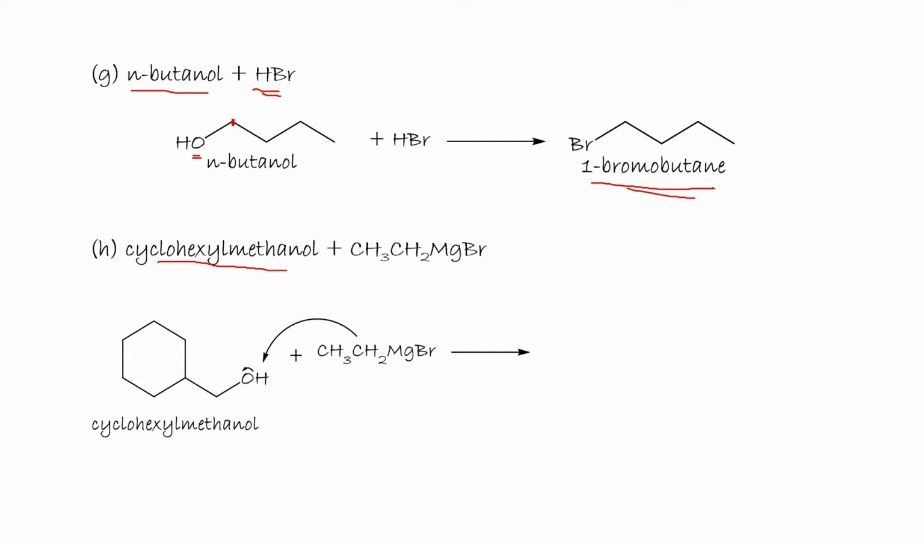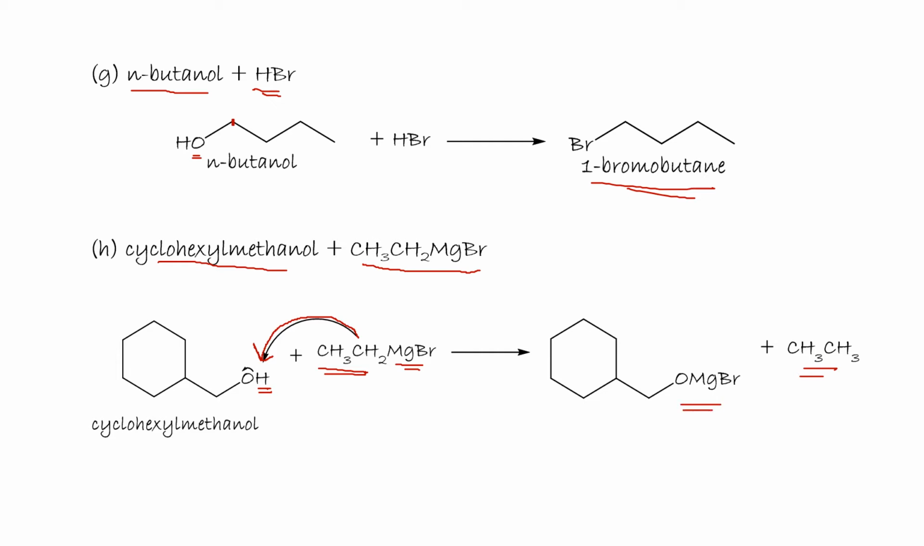Cyclohexylmethanol with Grignard ethyl magnesium bromide. So this carbon with a negative charge will attack this H, so it will deprotonate the alcohol to form O- with MgBr, a salt, and ethane, CH3CH3, and the salt of magnesium bromide.